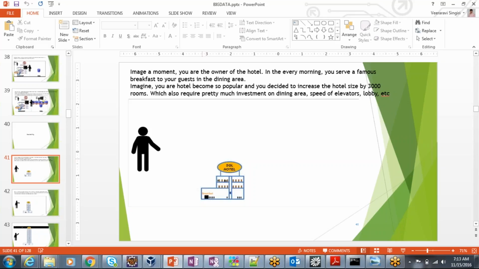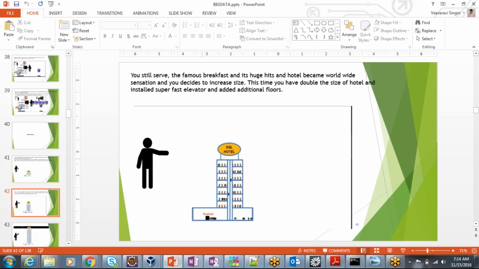Let's assume we are providing very good service, and it's a hotel and restaurant where we are maintaining very good service, very nice service. Let's assume that because of your service and the delicious breakfast, your hotel became popular. Then when your hotel became popular, you thought you wanted to improve the business, and you increased your hotel size by doubling it.